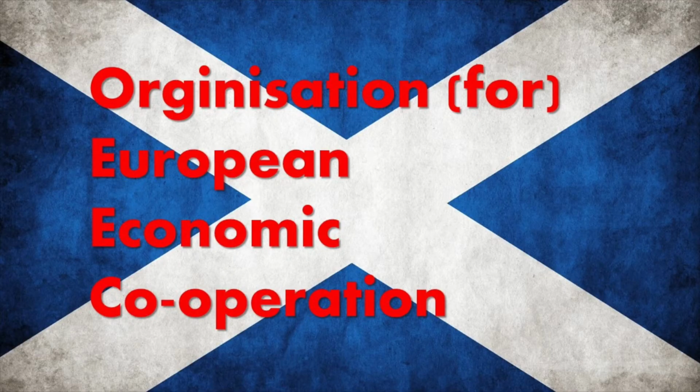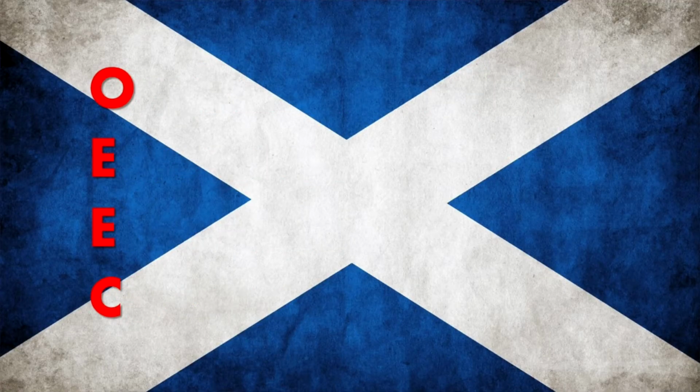A little bit of history. The Organisation for European Economic Cooperation, the OEEC, was formed in 1948 to administer American and Canadian aid within the framework of the Marshall Plan for the reconstruction of Europe after World War II. The organisation started its operations in 1948. After the Marshall Plan ended, the OEEC focused on economic issues.